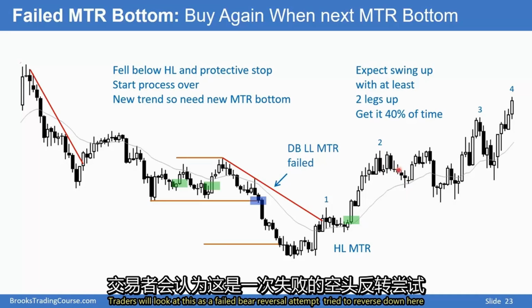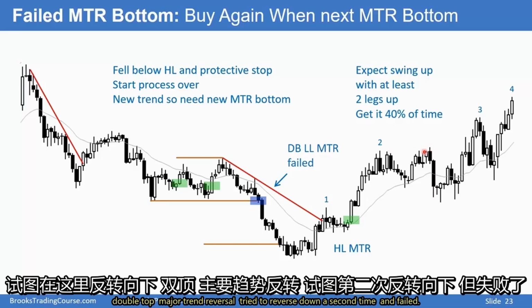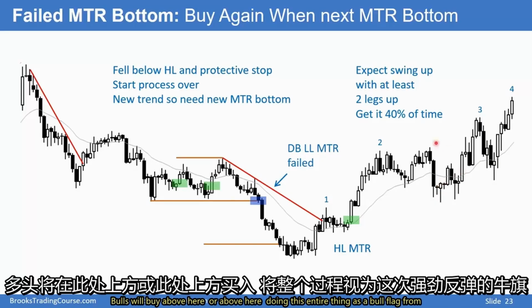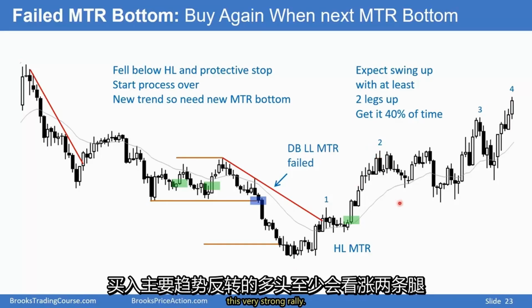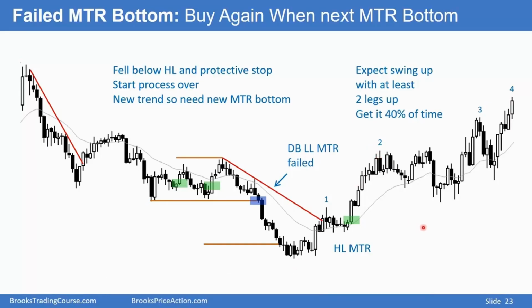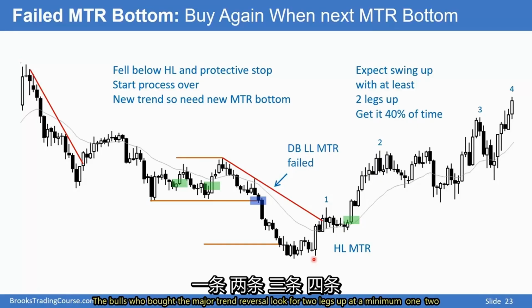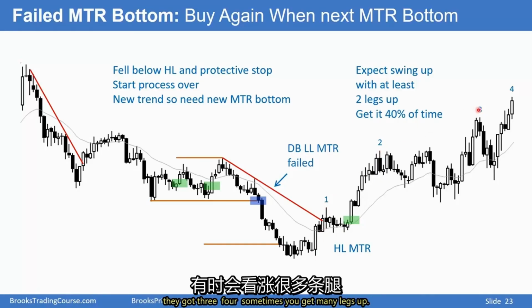Traders will look at this as a failed bear reversal attempt. Tried to reverse down here, double top, major trend reversal. Tried to reverse down a second time and failed. Bulls will buy above here or above here, viewing this entire thing as a bull flag from this very strong rally. The bulls who bought the major trend reversal look for 2 legs up at a minimum, 1, 2, they get 3, 4. Sometimes you get many legs up.